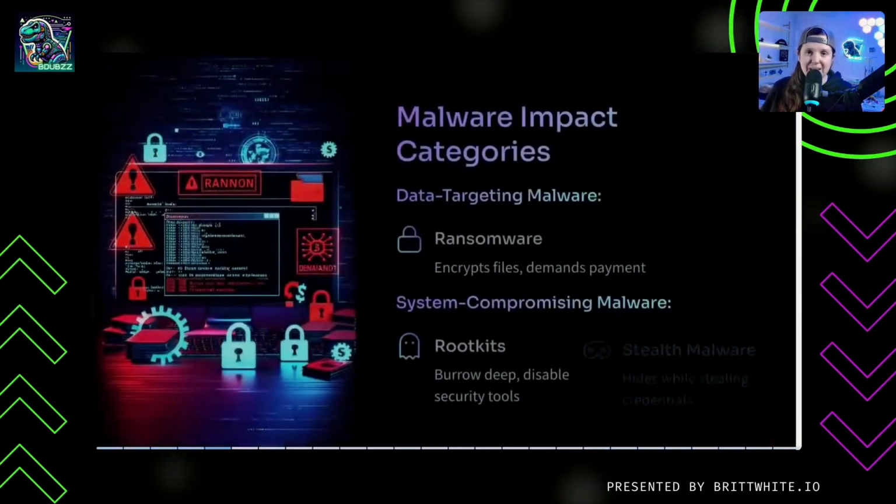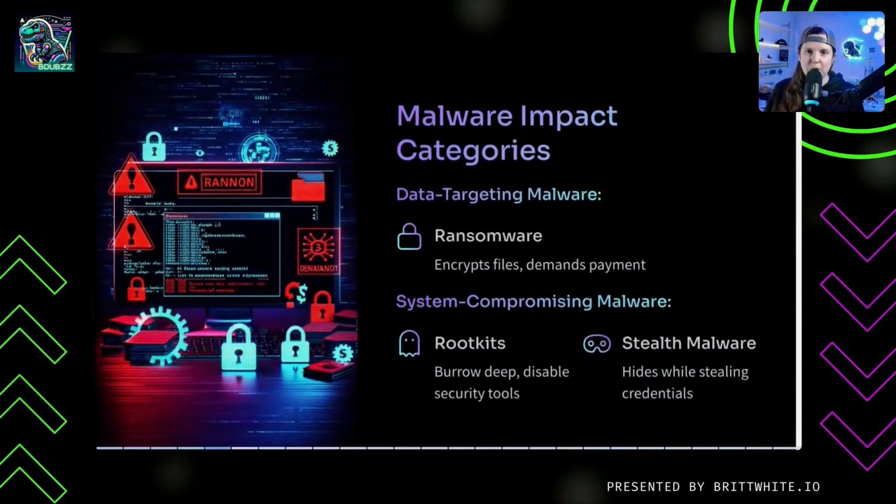Now, looking at malware based on its impact, we see two primary categories affecting data directly. Ransomware, like NotPetya, shows how devastating these attacks can be, encrypting files across global organizations and causing billions of dollars in damages. Then there's rootkits and stealth malware, which burrow deep into systems and often disable your security tools and controls. The Zeus banking Trojan was like a digital master of disguise, hiding silently while stealing banking credentials as users conducted their normal business.